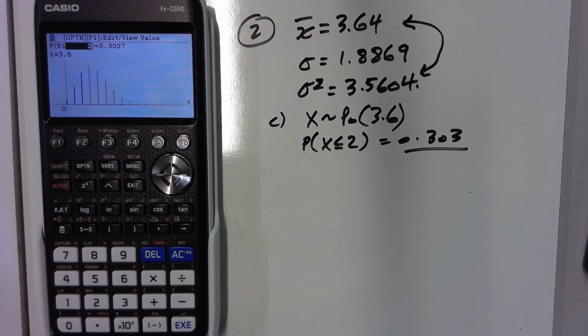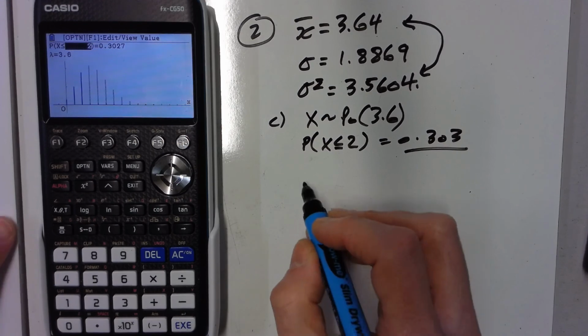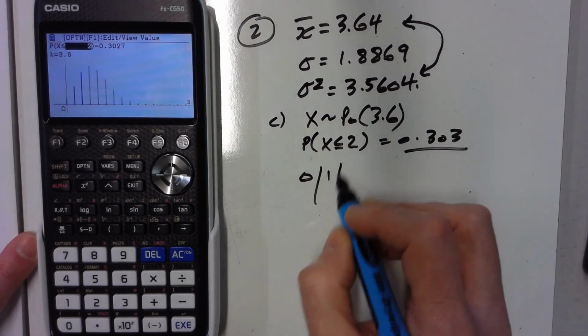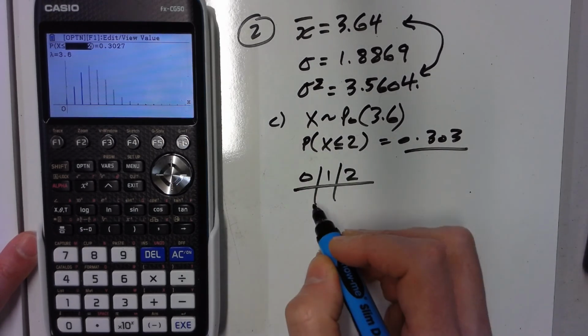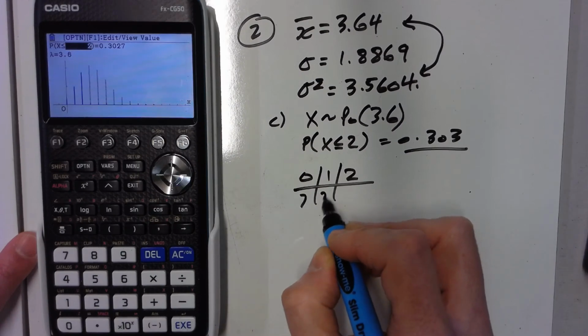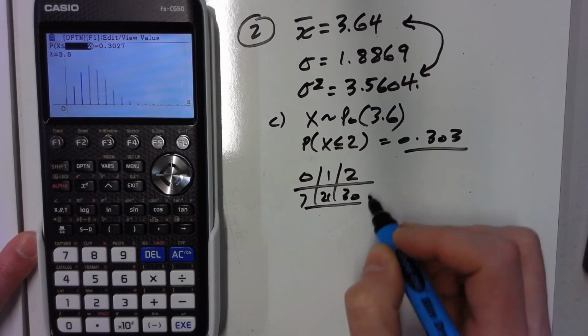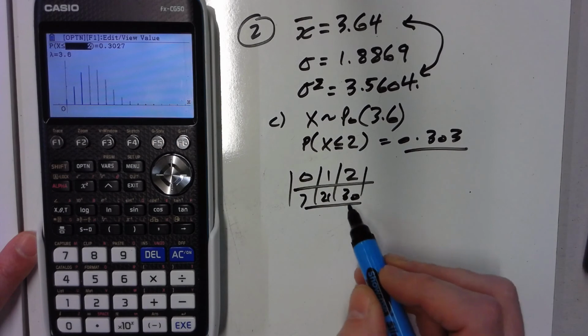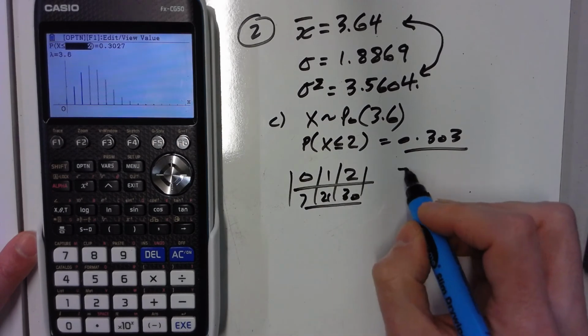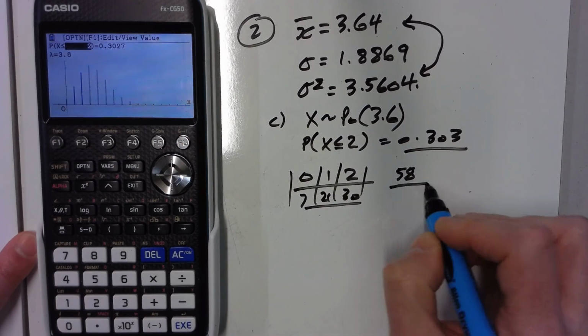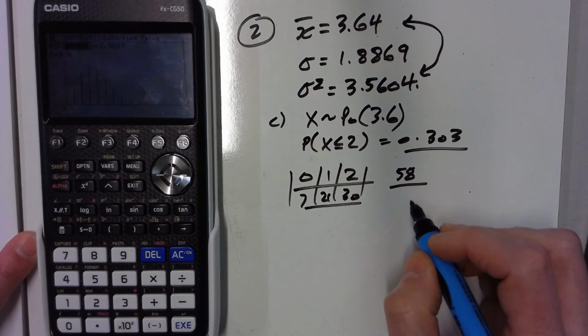As I work through that, compare your answer in part C with the relative frequency of obtaining no more than 2 cars from the table. So in the table, we've got 0, 1, or 2 cars. They're the ones that we're interested in. That's 7, 21, and 30. So that's a grand total of 58, isn't it? So 58 out of 200.